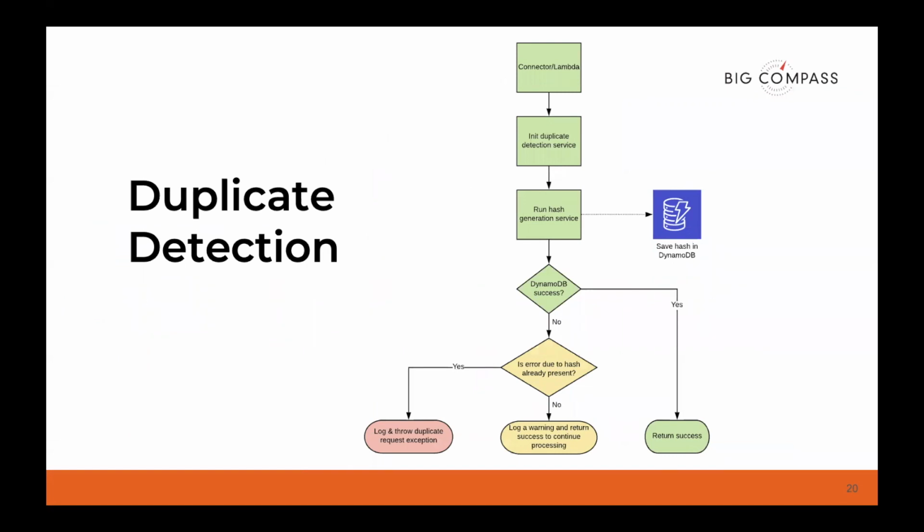So let's talk about duplicate detection, because I will demo duplicate detection so we can look at exactly how we implemented that. And so within the Lambda, how we're doing this is we have a duplicate detection service built into the Lambdas that need to detect duplicates. And we're doing it at 2 points in our system, as I said. And so what happens in this duplicate detection service is we're running a hash generation service, and we save that hash in Dynamo.